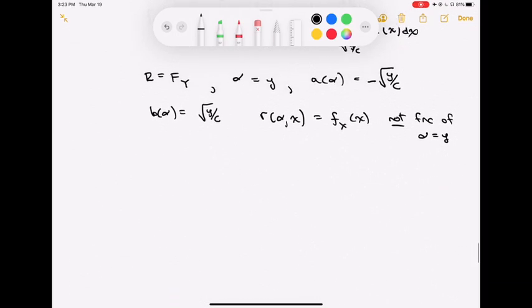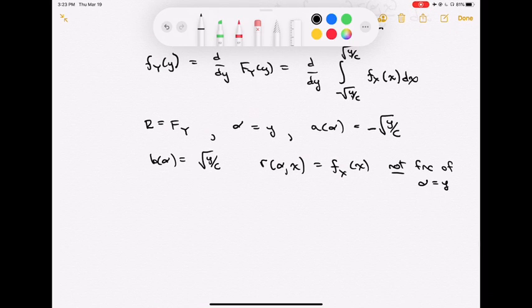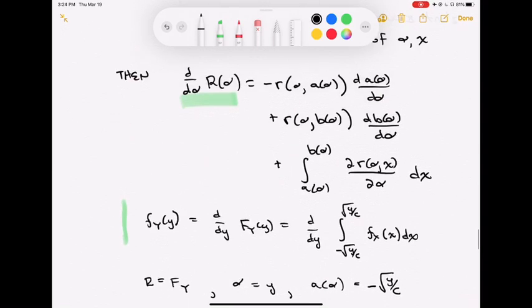Okay, so if I just remind us where we're at in this, we're looking for Fy of y. So I'm going to repeat that down here as well. I'm looking for my Fy of y, and that d dy of that mess, the integral from minus root y by c to root y by c of fx of x dx. We know from Leibniz that should have three pieces, right?